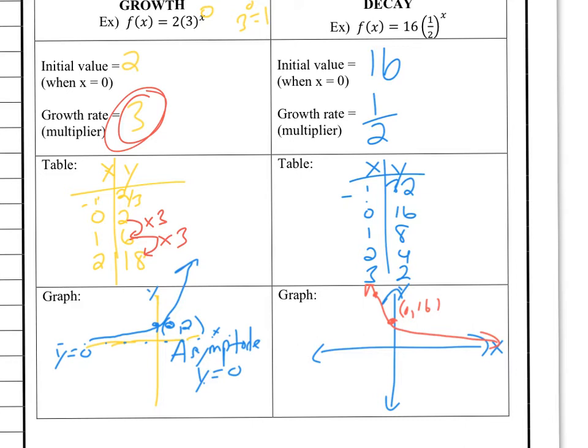You see it in the next question. When you go from 32 to 16, you multiplied by 1/2. 16 to 8, again, you multiplied by 1/2. And so on and so forth. 8 to 4, 4 to 2.